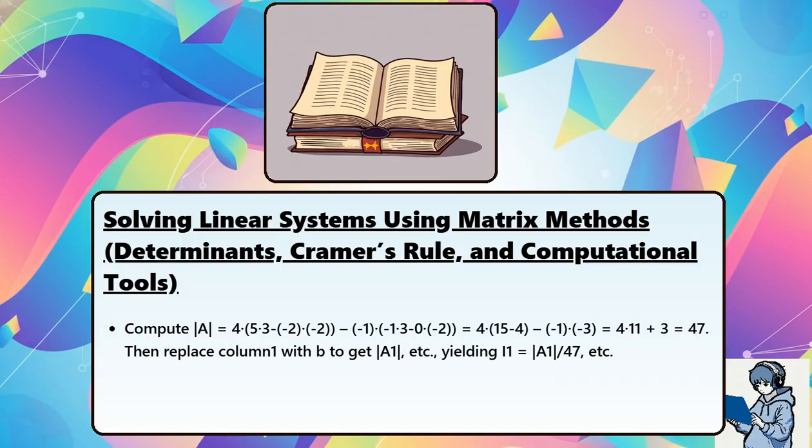4 times the quantity 5 times 3 minus -2 times -2, minus -1 times the quantity -1 times 3 minus 0 times -2. This equals 4 times the quantity 15 minus 4, minus -1 times -3, which simplifies to 4 times 11 plus 3, giving 47. Then replace column 1 with B to get the determinant of A1, and so on, yielding I1 equals determinant of A1 divided by 47, and similarly for the other currents.